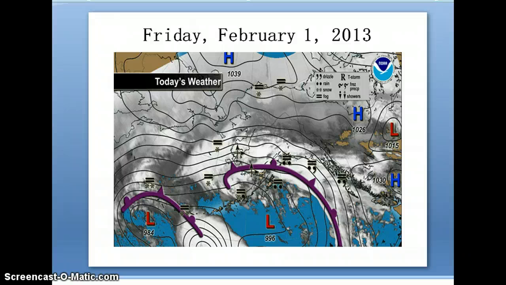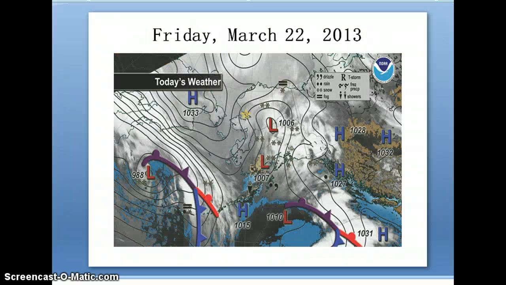Oops, I'm sorry, wrong map. Here we go. So this is Friday, March 22nd, 2003. First of the 3 TV weather maps for Kotzebue for the spring. As you can see, there's a low centered here in the middle of the state.